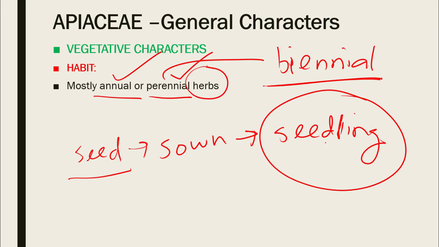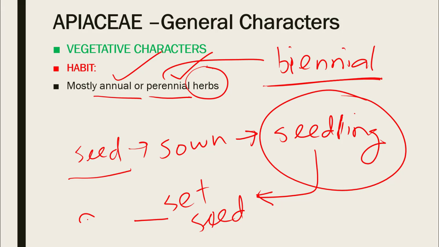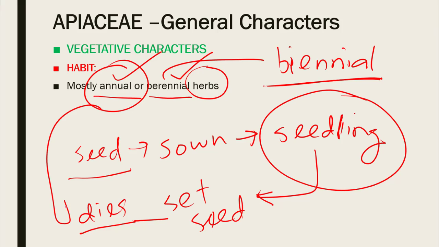Then the seedling grows into a full-fledged plant, and then this particular plant sets seed, produces seeds, and usually after setting the seed the plant dies, then it is an annual plant. That is, it remains active or alive for one growing season.